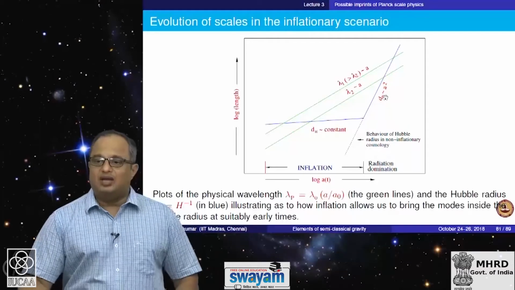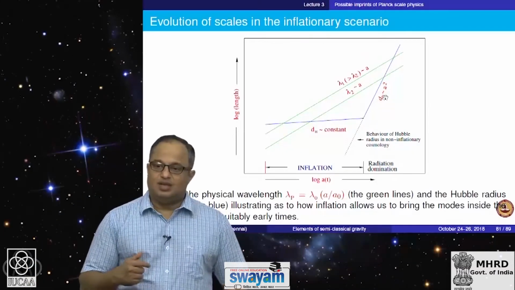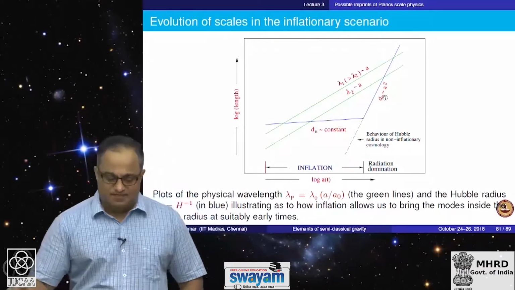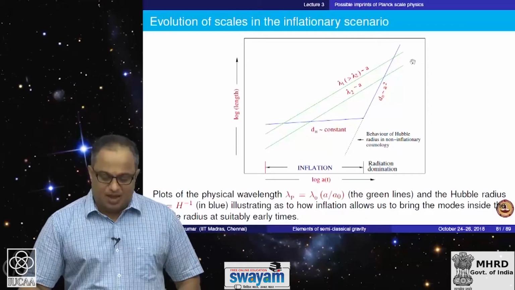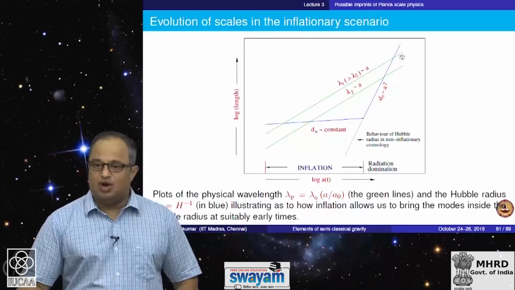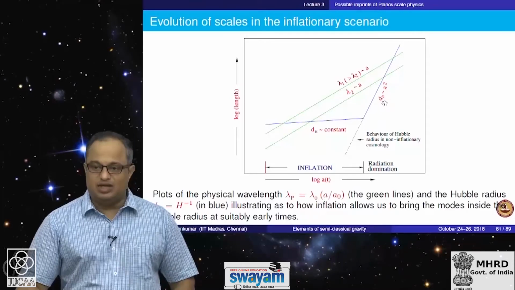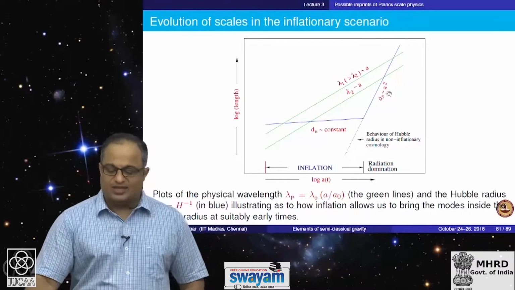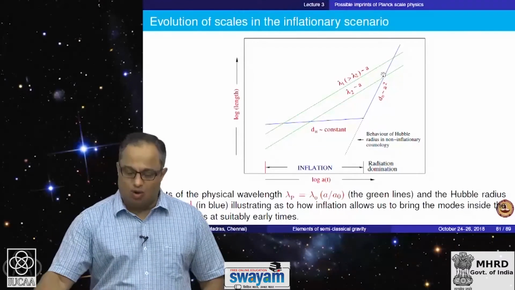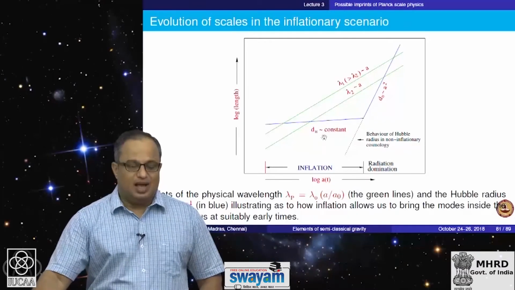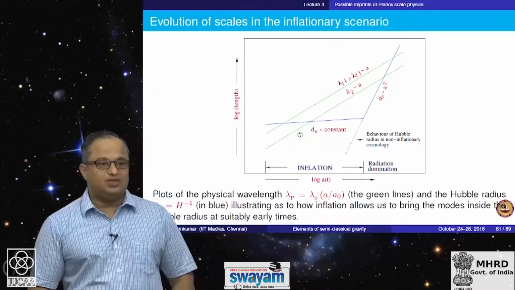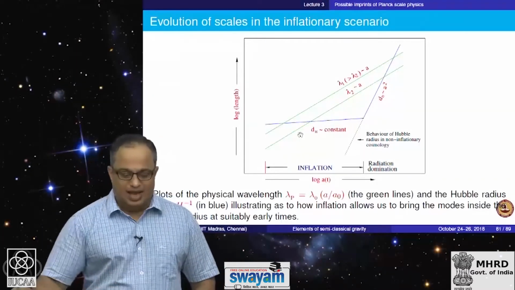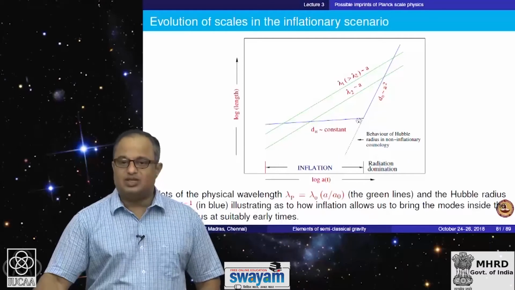The blue line is the Hubble length, or the Hubble radius, and in radiation dominated epoch, you can easily show that the Hubble radius, which is 1 over H, behaves as a squared. Therefore, in this log-log plot, it has a slope of 2. And if you have something like slow roll inflation very close to de Sitter, H is almost a constant, therefore, the Hubble radius is a constant.